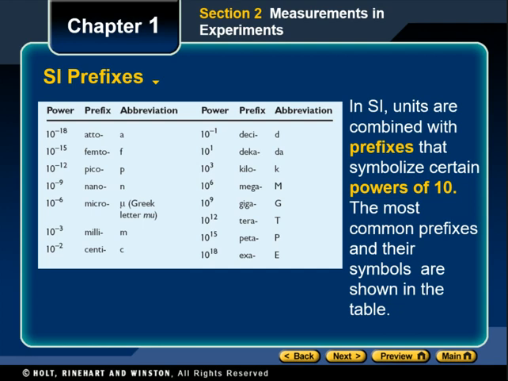For example, the length of a housefly, 5 times 10 to the negative 3 meters, is equivalent to 5 millimeters, abbreviated mm. And the distance of a satellite, 8.25 times 10 to the 5th meters from Earth's surface, can be expressed as 825 kilometers, abbreviated km. A year, which is about 3.2 times 10 to the 7th seconds, can also be expressed as 32 megaseconds.